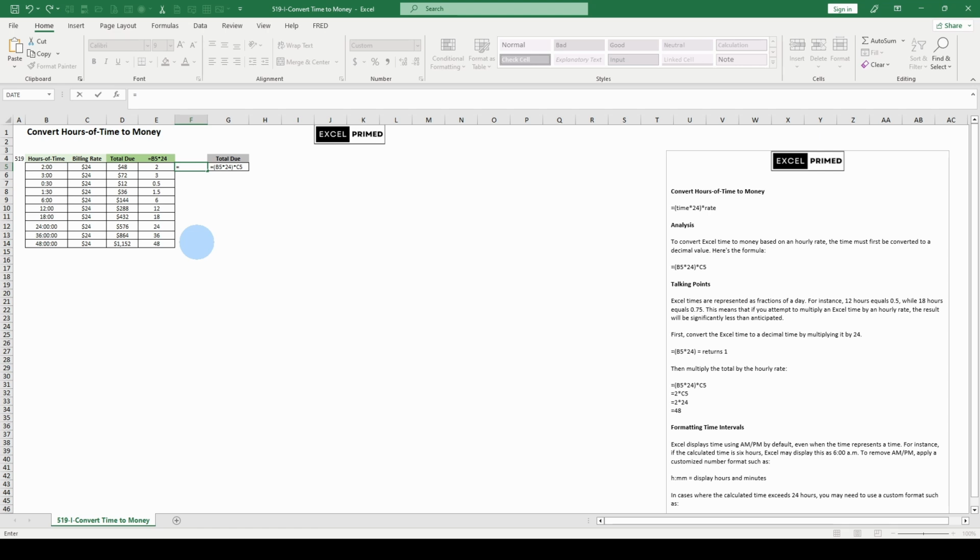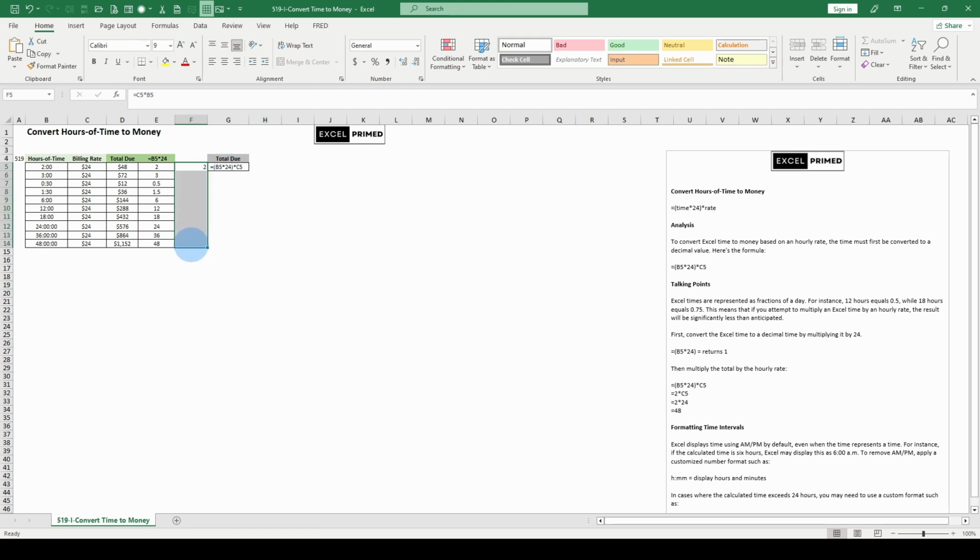Don't look at the total due. Don't look at the formula. All right, you're going to go equals C5 times hours. And all of a sudden, you're going to get this format. You're going to go, well, that's just a simple $2. Uh-oh, what did I do wrong?